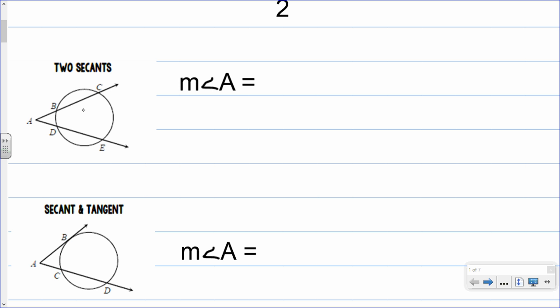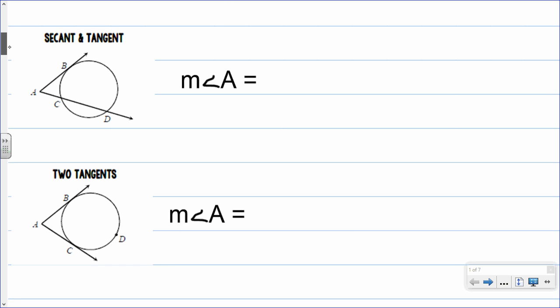So for here, if you have 2 secants and we're looking for angle A, so that's this angle right here, which we can see is on the outside, we're going to take the measure of arc CE, minus the smaller arc that's intersected, so BD, and then we're going to divide by 2.